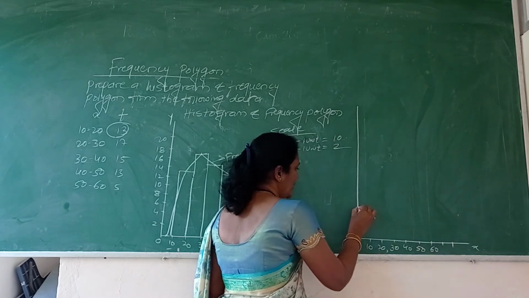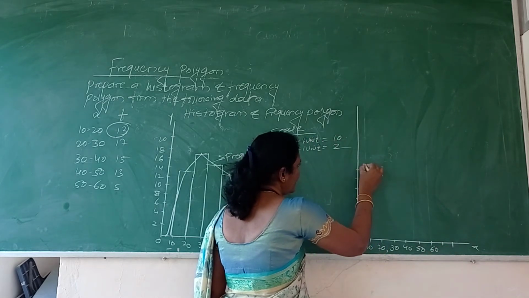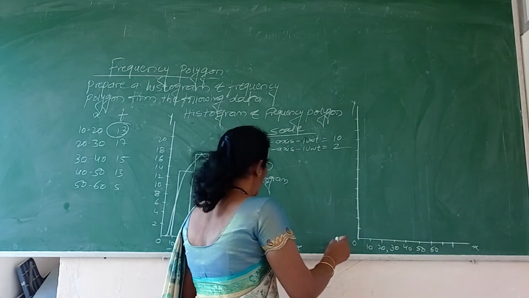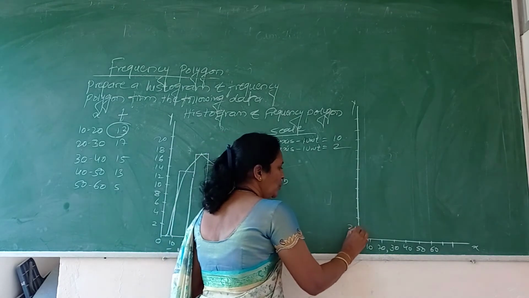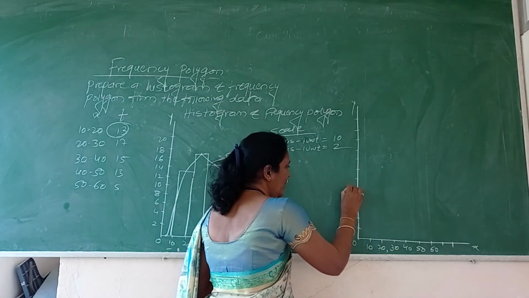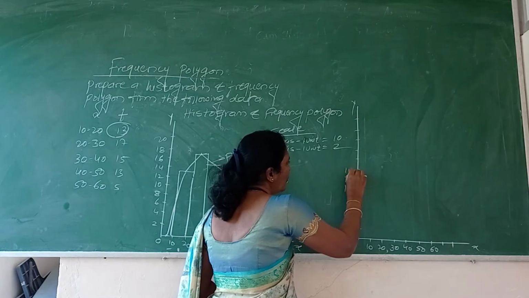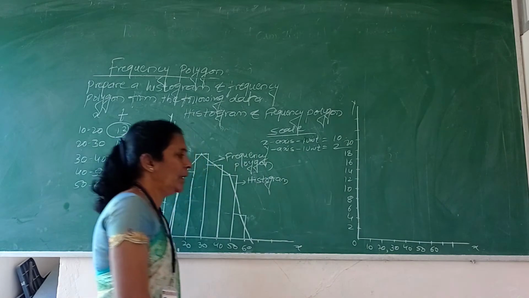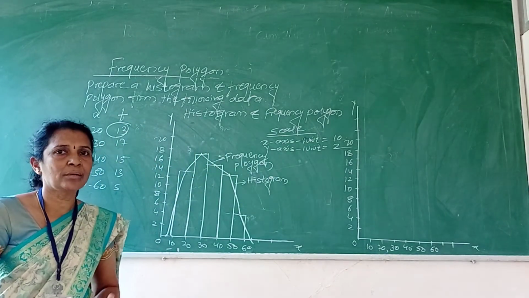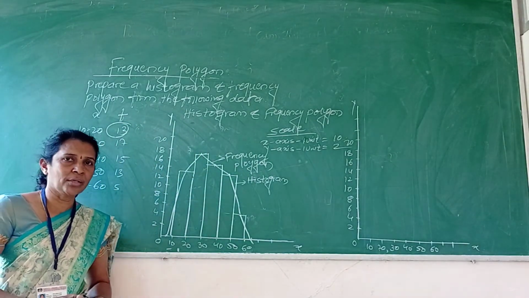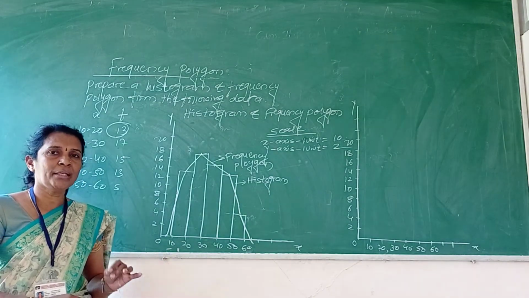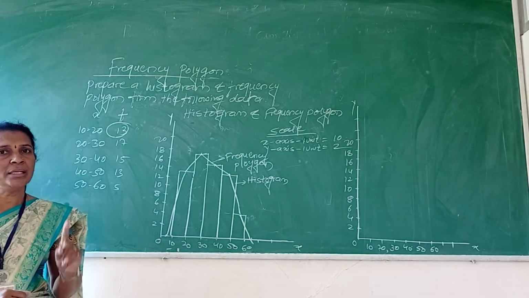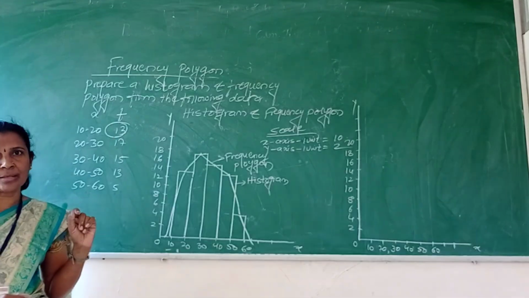Then the y axis, same scale: we go with 2, 4, 6, 8, 10, 12, 14, 16, 18 and 20. So in this graph, let us now directly draw the frequency polygon. So how do I draw it? For all the mid values you have to mark the frequency.